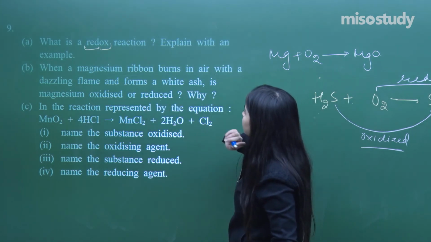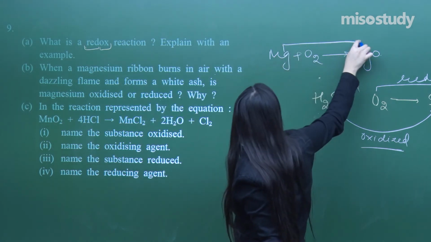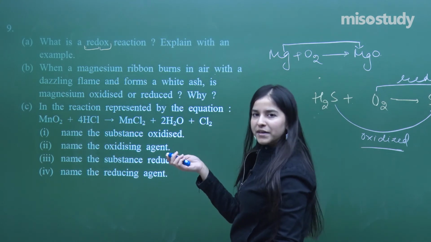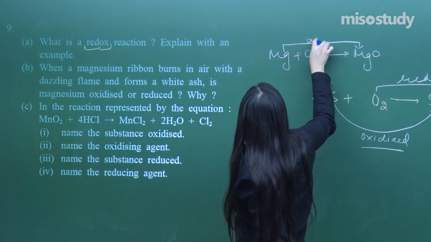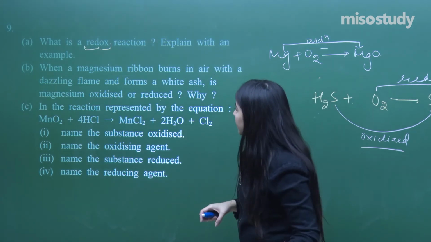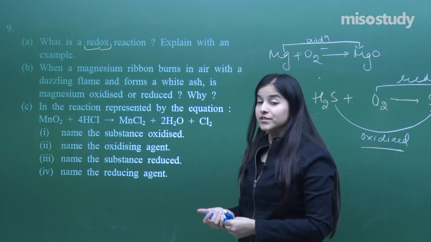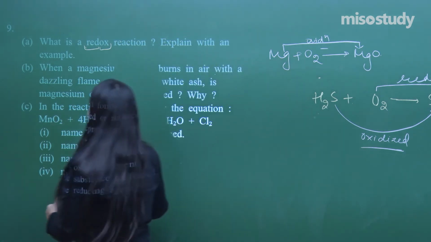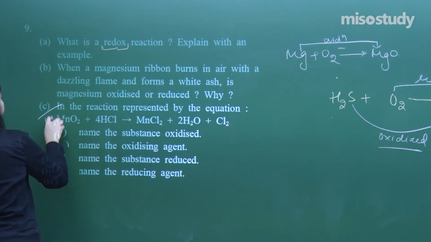So is the magnesium getting oxidized or reduced? Can you tell me? Oxygen is being added, so it is an oxidation reaction. Fine. Now, in the reaction represented by the equation, comes a very good question. Mark this as important. Okay.